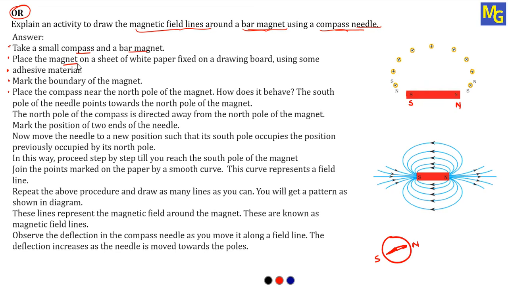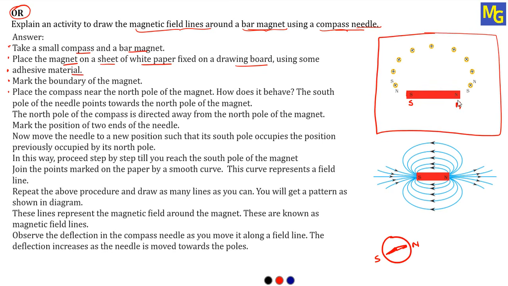Then place the magnet on a sheet of white paper fixed on the drawing board using some adhesive material. So we have to take one white paper like this. Imagine this is a white paper, and on this white paper we have fixed this bar magnet. Then place the compass near the north pole of the magnet. How does it behave? The south pole of the needle points towards the north pole of the magnet, and the north pole moves away from the north pole of the bar magnet.